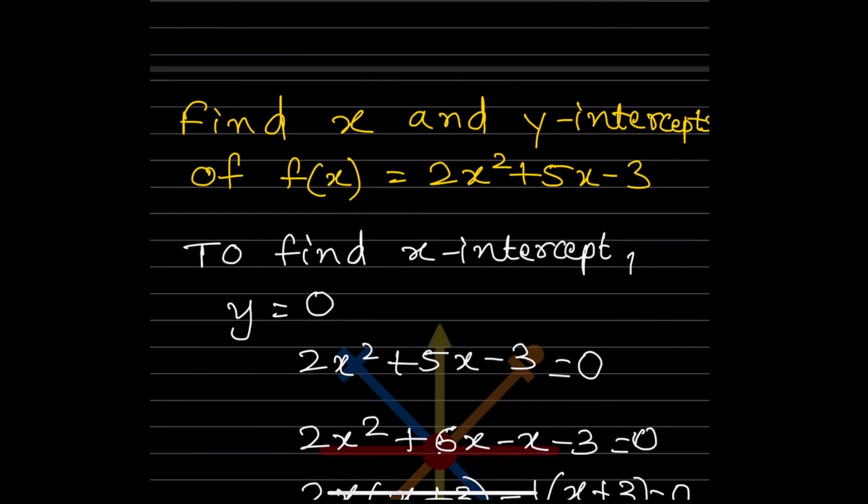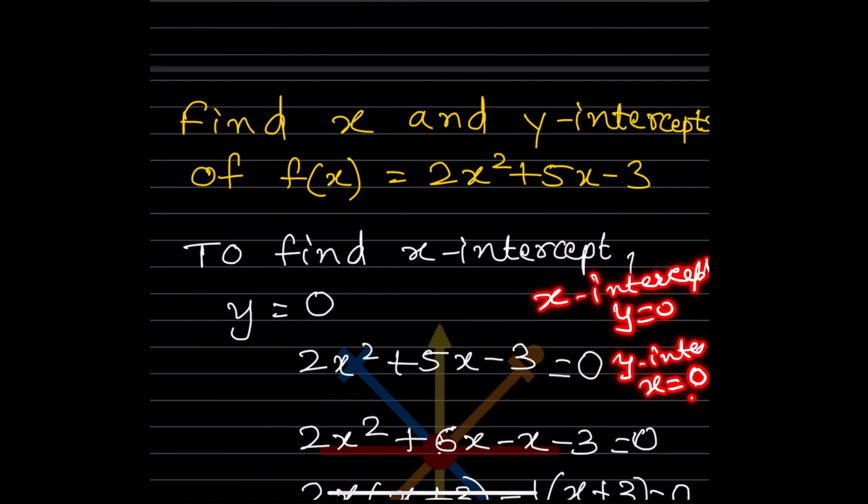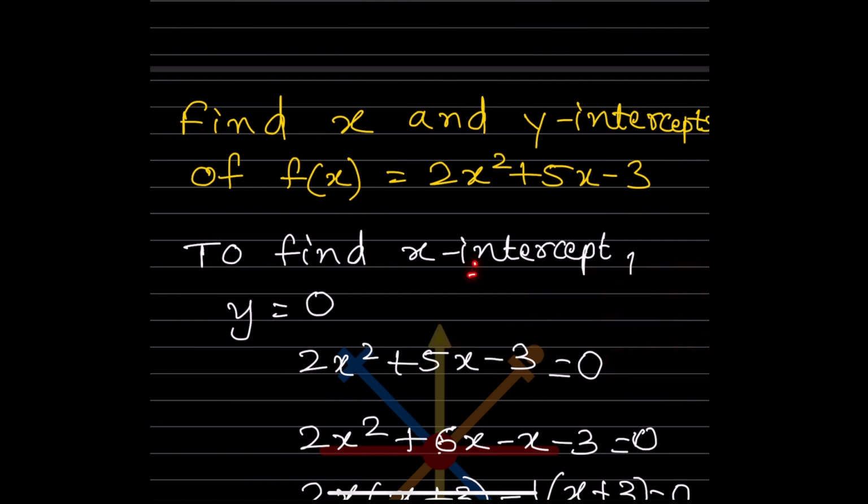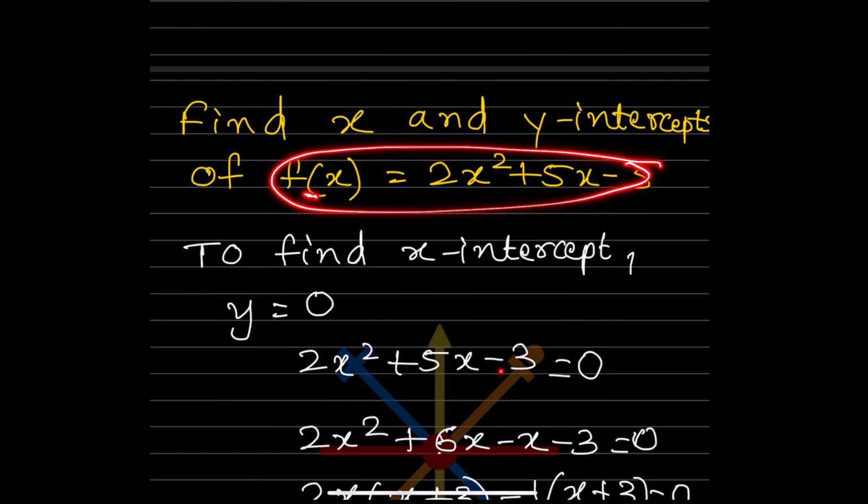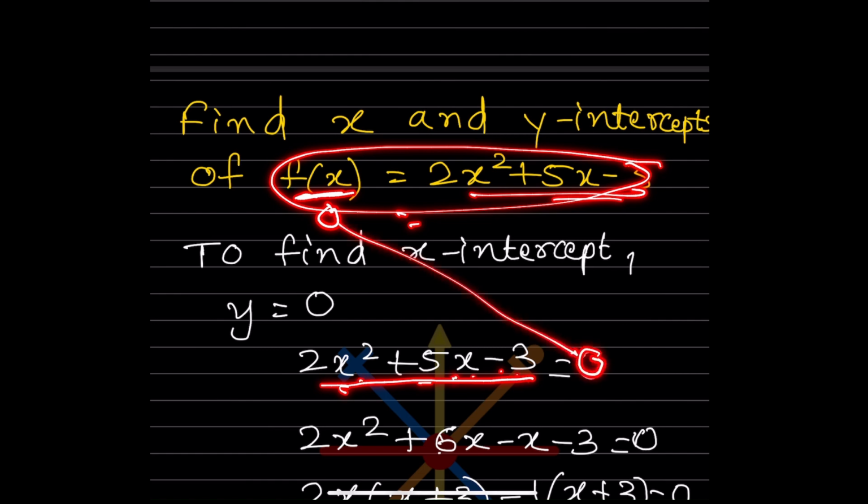So here the next one: find the x and y intercepts of f of x is 2x square plus 5x minus 3. So now whenever we have to find x and y intercepts, to find the x intercept, y should always be 0, and for the y intercept, x should be 0. So first, let us see the x intercept. Wherever you see y, you are going to put 0. In this function, because f of x is y, that is going to be 0. So you can write the 0 over here: 2x square plus 5x minus 3 is equal to 0.